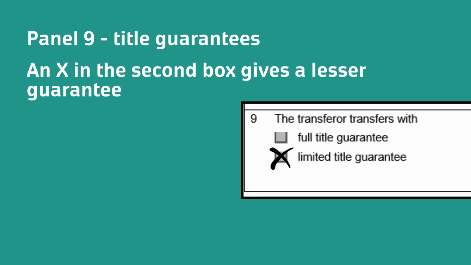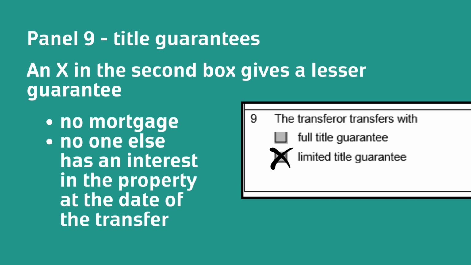If he puts an X in the second box, limited title guarantee, this means that he is giving a lesser guarantee. In this case, he is only promising that he hasn't taken a mortgage out on it, or let anyone else have an interest in the property that is still in place at the date of the transfer.